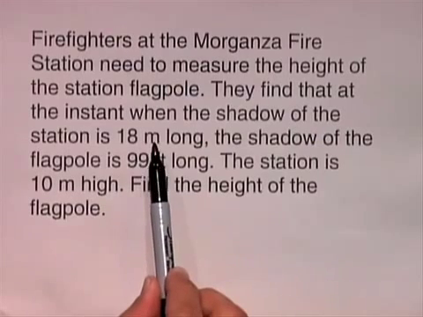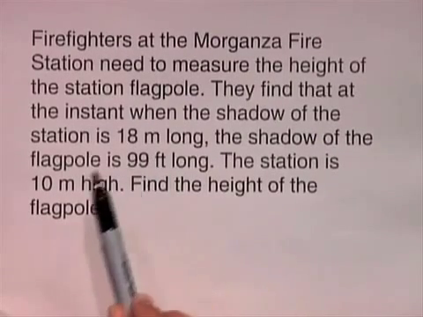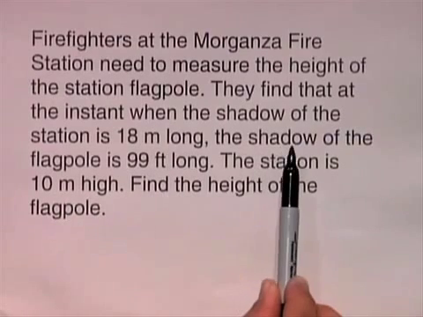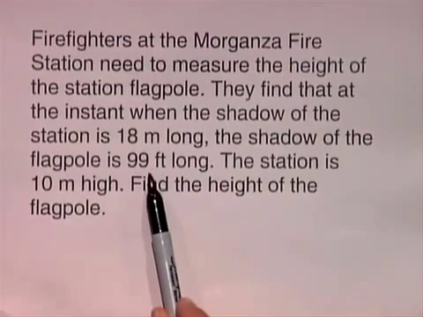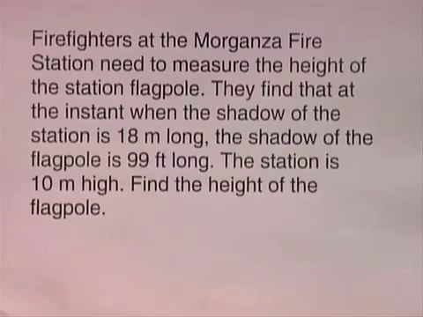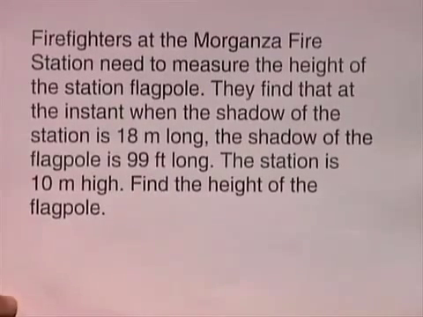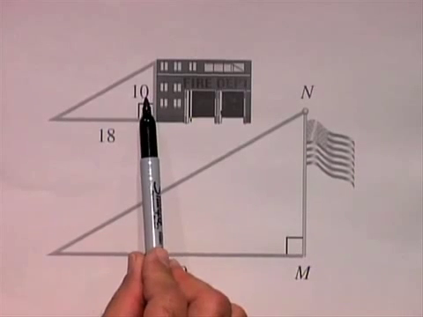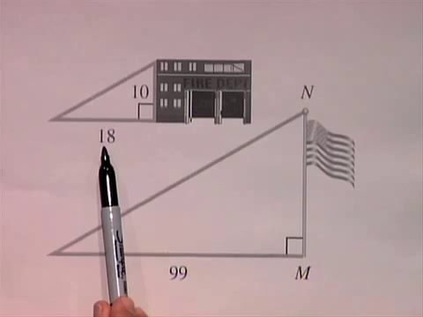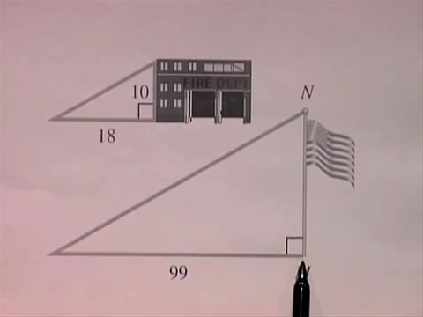Let's point out that the station and its shadow are measured in meters, whereas the shadow of the flagpole is measured in feet, and therefore we'll be finding the height of the flagpole in feet, and that it is okay to have different units of measurement when we're working with a proportion. Let's take a look at an illustration of the station and the flagpole. Here we see the station, which again is 10 meters high, casting a shadow of 18 meters. And at the same instant, the flagpole of unknown height casts a shadow of 99 feet.